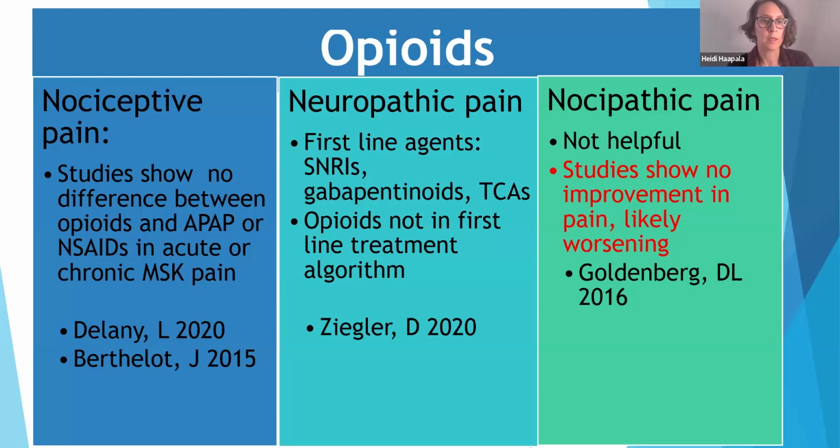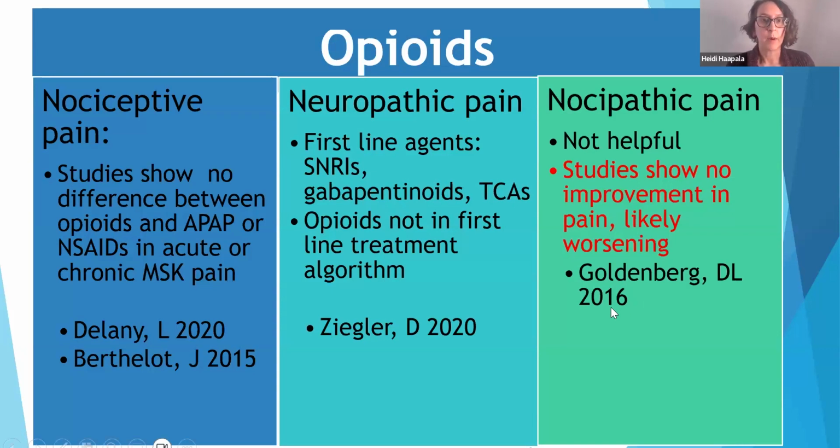there was no difference in the pain control in acute pain or chronic pain with NSAIDs, acetaminophen versus opioids. So if the NSAIDs and the acetaminophen work well, we do not recommend giving a medication that is going to have a lot more side effects. For nerve pain, the first line agents are those SNRIs, or those antidepressant medications such as duloxetine. The gabapentin type medications are first line, and opioids are not in the first line treatment. They're potentially way down, if at all. And nociplastic pain, and here's the one that's really important, opioids are not helpful. Studies show no improvement in pain and likely some worsening in pain overall.